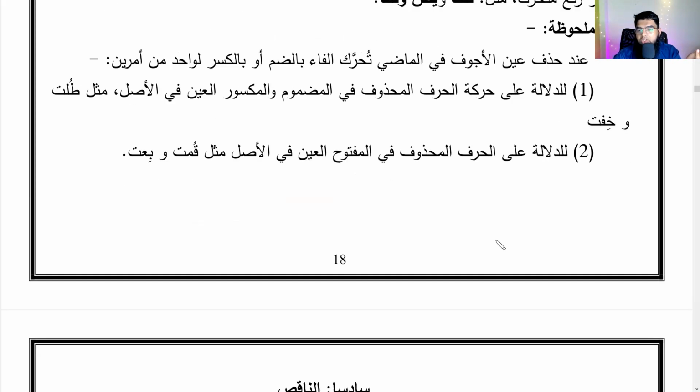Like khiftu, for example. Why is it a kasra? Because it's khaf, waw and fa, but waw has a kasra. Khavifa. You mean like it should be khuftu, it's waw? No. Because it's maqsoor, we have to keep it. We cannot delete that kasra, inshallah.